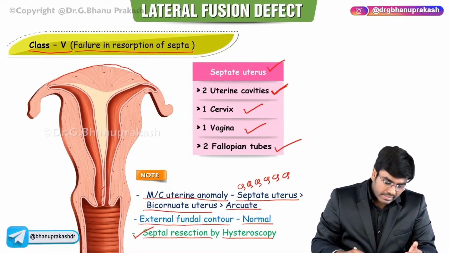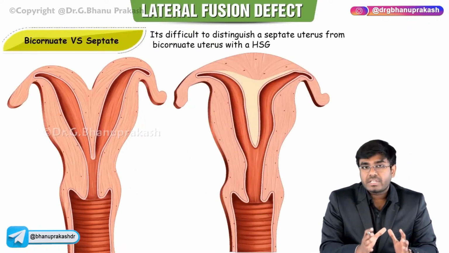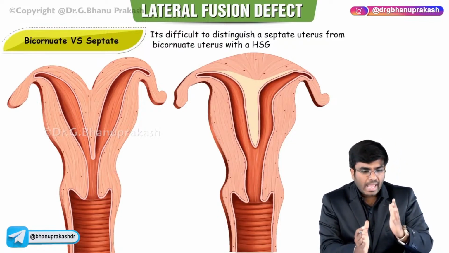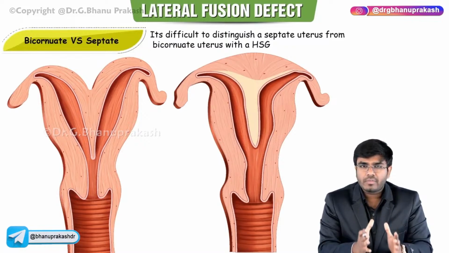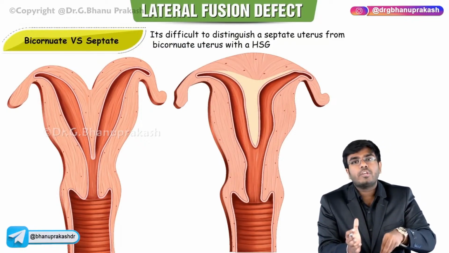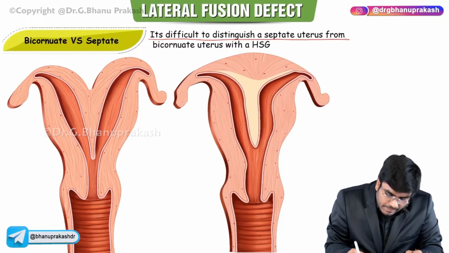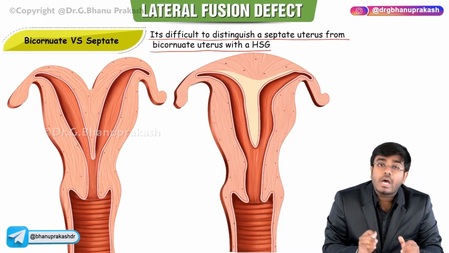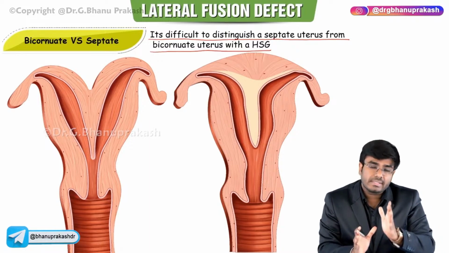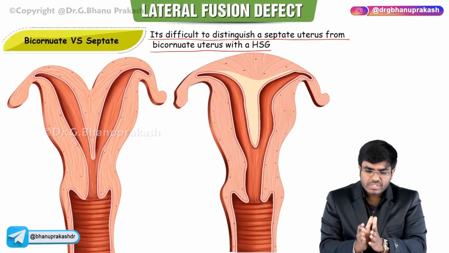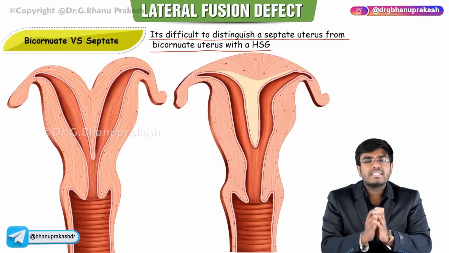Guys, please concentrate, a few important points from here. This topic is going to be very important. If you get an MCQ on septate uterus and bicornuate uterus, then definitely this is going to be the MCQ: it is very difficult to distinguish septate uterus from bicornuate uterus with hysterosalpingography. We have already discussed that. Hysterosalpingography is not going to differentiate bicornuate uterus and septate uterus.